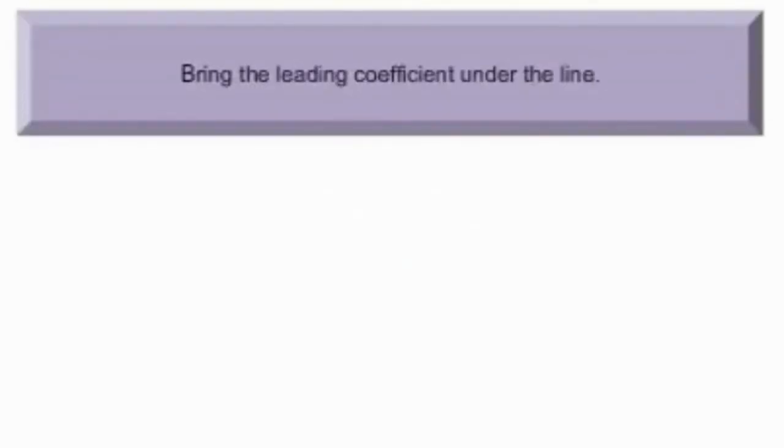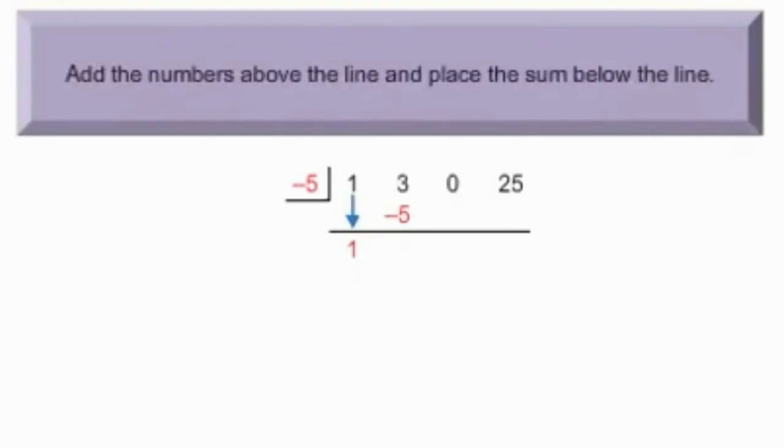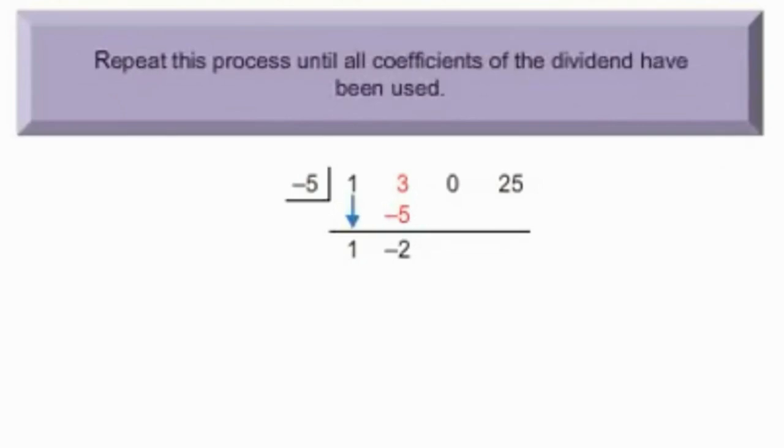Now we're ready to start the synthetic division. Bringing the first term down. First coefficient, the 1 comes down. We multiply the negative 5 times the 1 and place it under the second coefficient. Now we add those. 3 plus a negative 5 is negative 2. We multiply the negative 5 times the negative 2 and place it under the next coefficient. And then we add the 0 and the 10. And then multiplying, we have the remainder of negative 25.